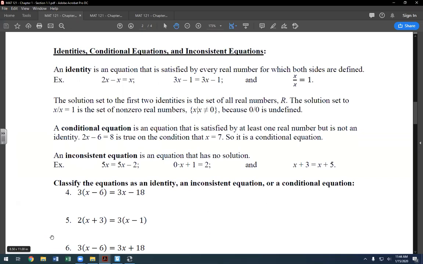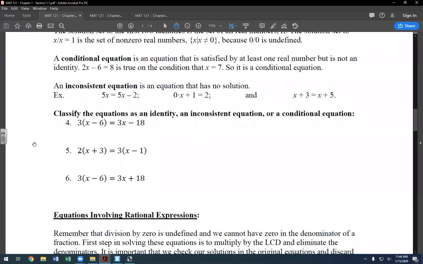If we can use all real numbers, it's going to be true for any value of x. It's an identity. And then if you're only able to use 1 or 2 values, not more than that, that's when the conditional comes in, because you cannot just put any x value and hope for it to work. So identity, conditional, inconsistent, and that's what you guys are trying to identify in 4, 5, and 6. So let me see what answers you come up with for those.